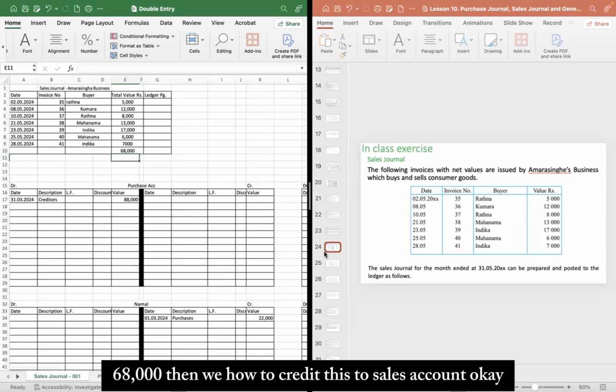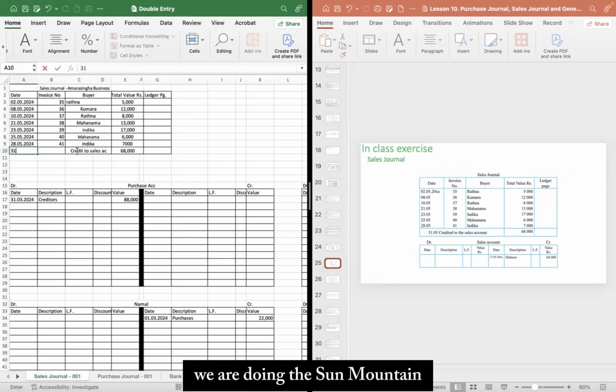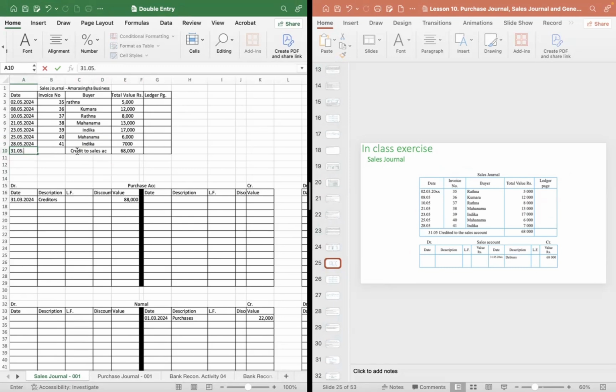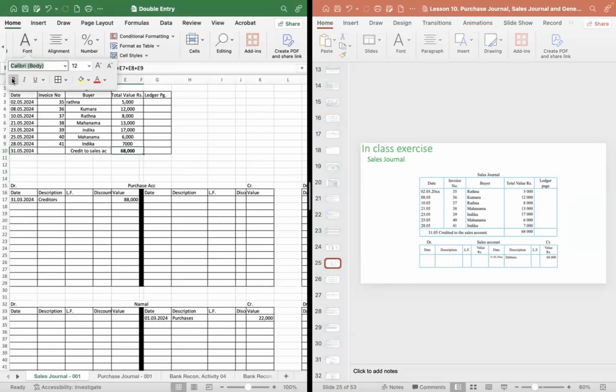68,000. Then we have to credit this to the sales account. We are doing this at month end. It's simple as that. So this is how we prepare the sales journal.